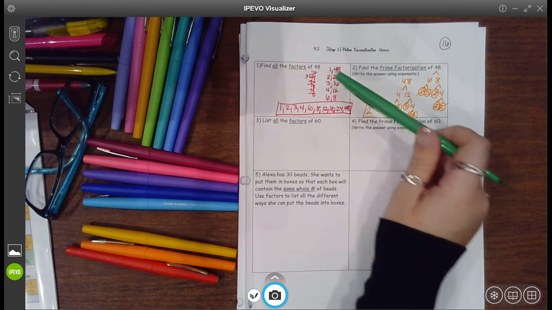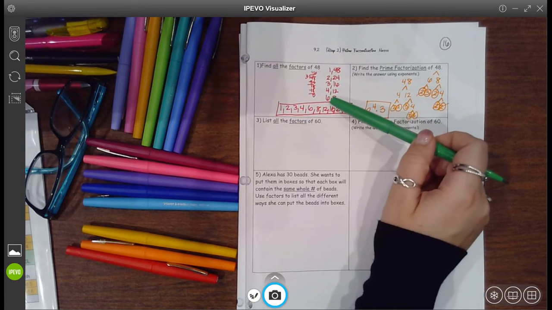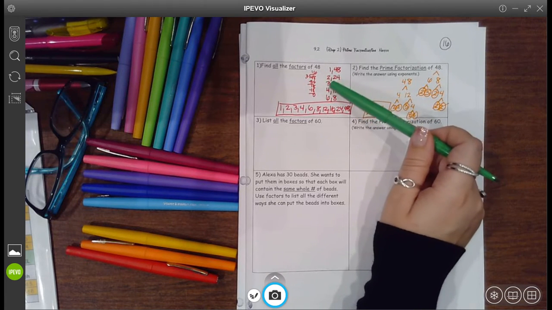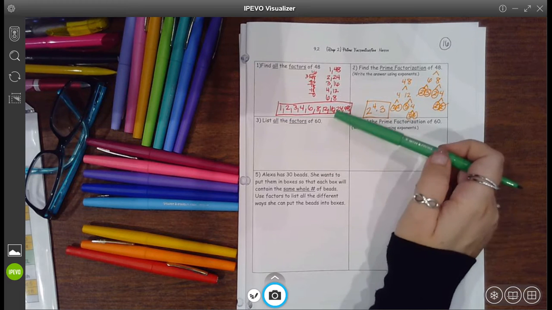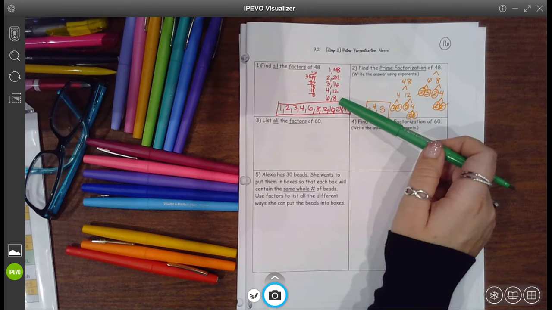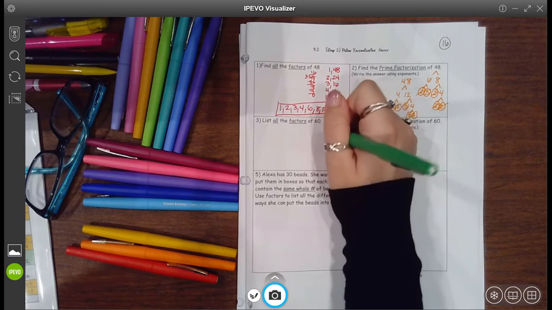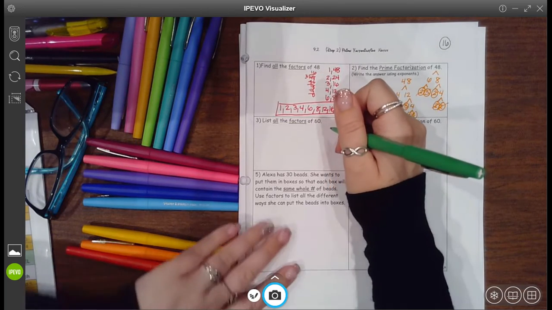List all your factors, starting with 1, and then go in order, and then keep going till you can't go anymore. And once you get to a number that's already been used, you know you can stop. Okay, so you can pause it, try it yourself, and then come back and check.